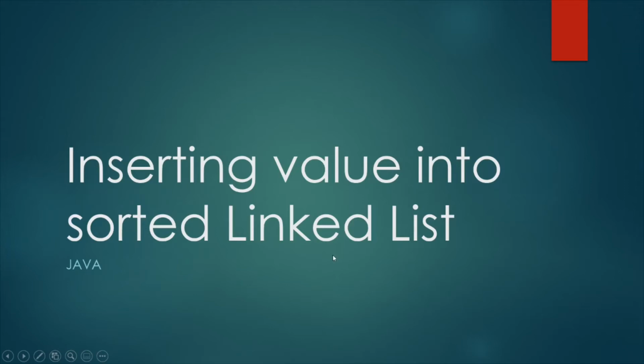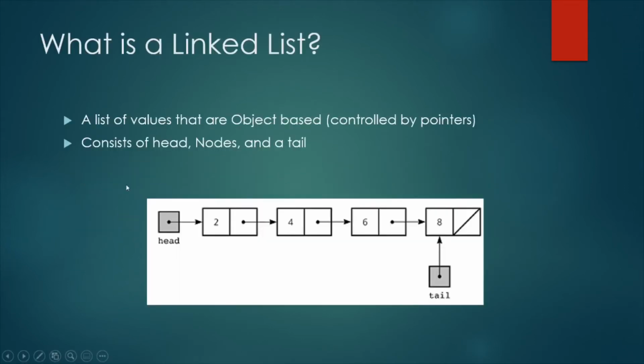Now let's talk about inserting a value into a sorted linked list. Just to go over briefly what exactly a linked list is, it's essentially a list of values that are object-based and are controlled by pointers. The three major components of a linked list are the head, the nodes that actually consist of the list itself, and a tail. And the nodes are where the values of a linked list are stored.